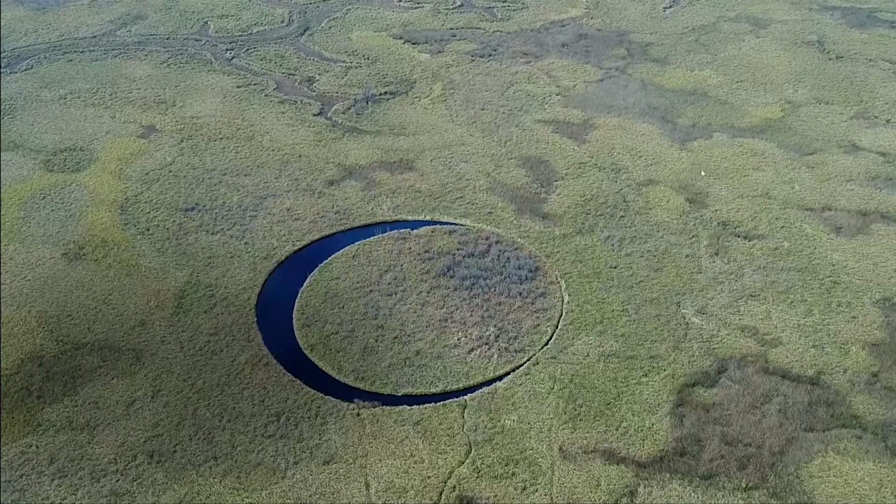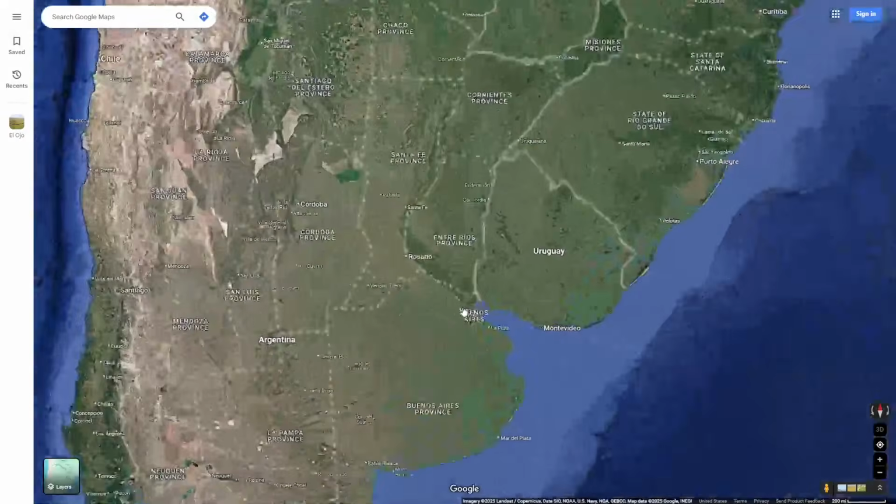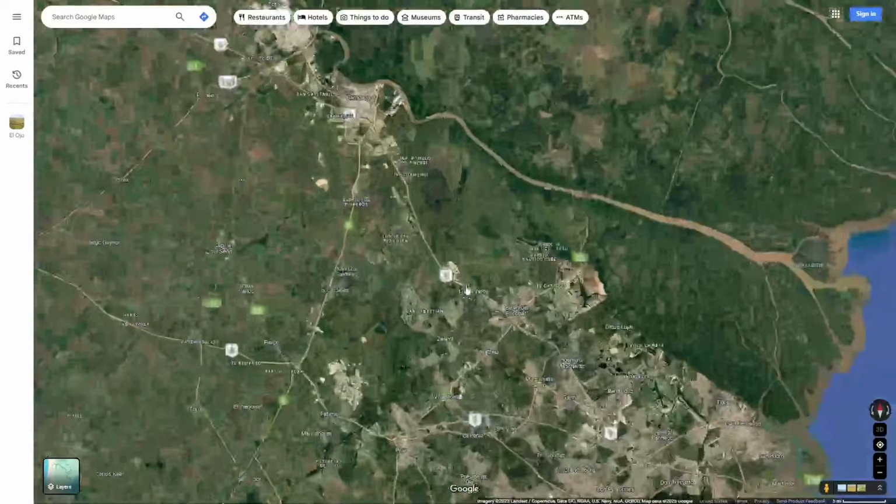In today's video, we are going to be talking about floating islands, and specifically natural floating islands. An island can float naturally when it is built upon very light plant roots or other plants. This is the first island we are going to examine, and it is named El Ojo, in Argentina.